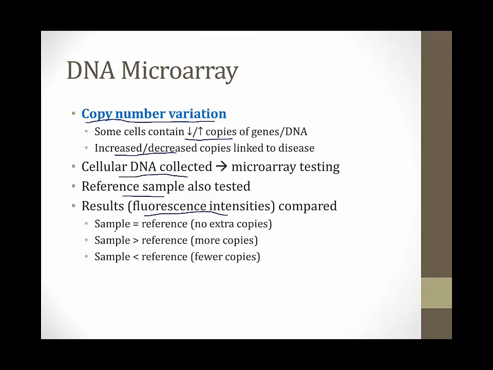So for example, if the sample has the same fluorescence intensity as the reference, this means there are no extra copies of the gene or DNA. If the sample has greater fluorescence intensity than the reference, this means there are more copies of that gene or DNA. And then if the sample has less fluorescence than the reference, this means there are fewer copies.